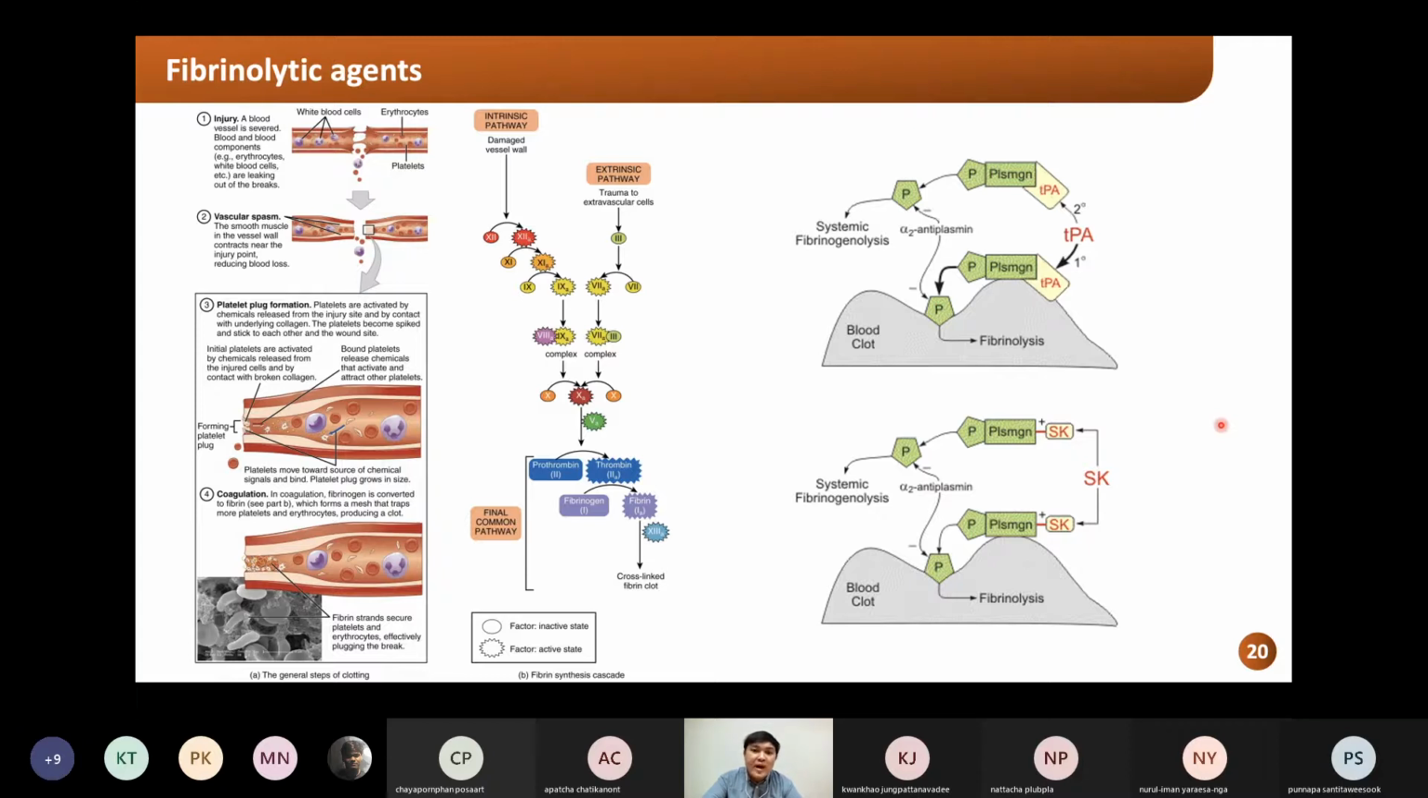And the general drug used is SK, or streptokinase. As for its action, the SK will bind to plasminogen, and when it binds, it can cause plasmin to dislodge from the plasminogen, and eventually the clot formation will be dissolved, right?